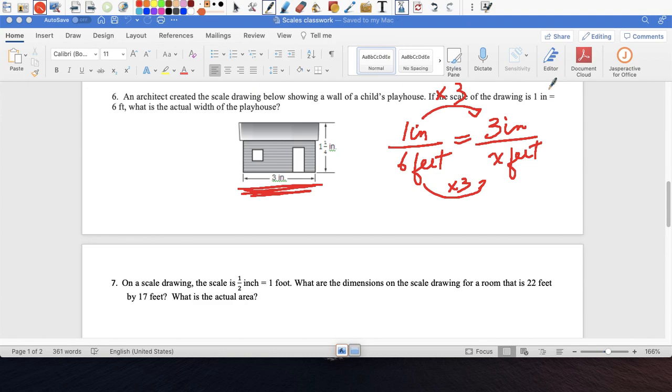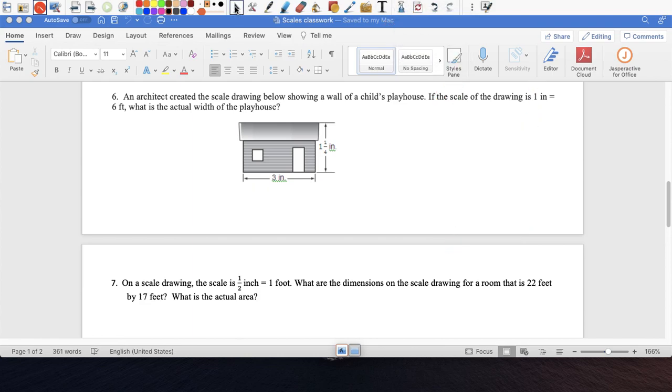Apologies. Am I reading this right? 1 inch is 3 feet. So it's 18 feet. Okay. The actual width of the house is 18 feet.